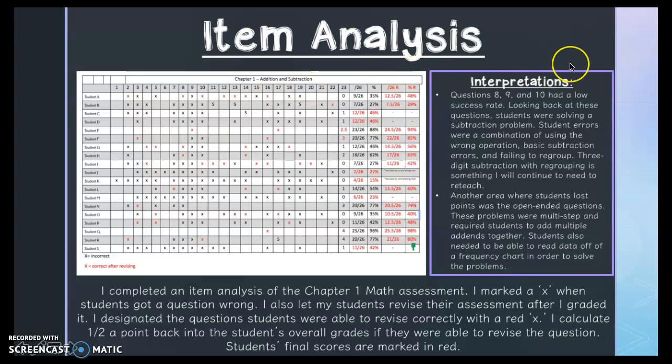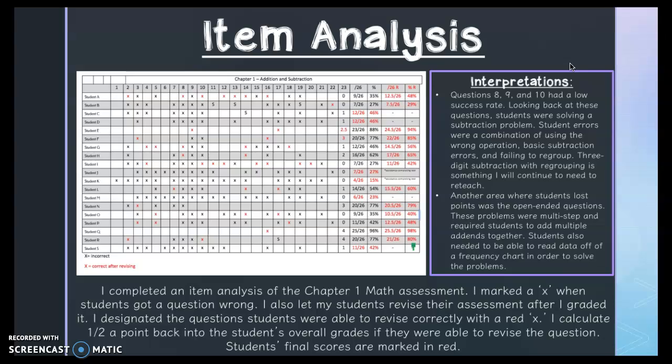So looking back at these questions, students were solving a subtraction problem, and when analyzing students' questions, students' errors were a combination of using the wrong operation, even though I guided students with this test, with it being our first chapter test of the year, and I wrote out a subtraction problem. Many students still chose to add. There were basic subtraction errors, and they were failing to regroup. And so this is definitely something that I need to be mindful of in order to reteach in the future.